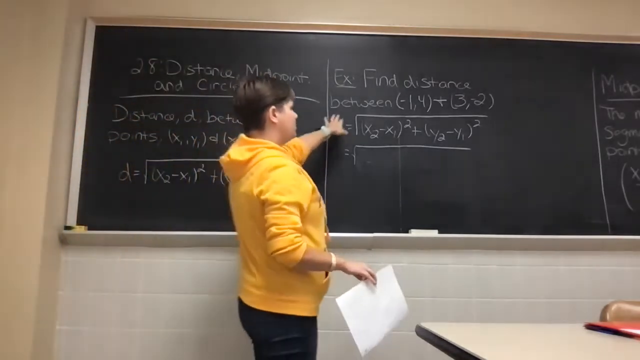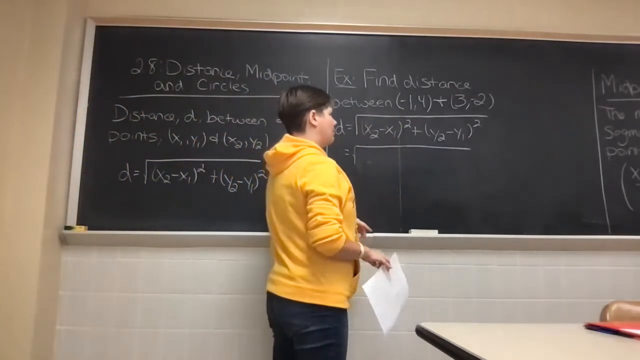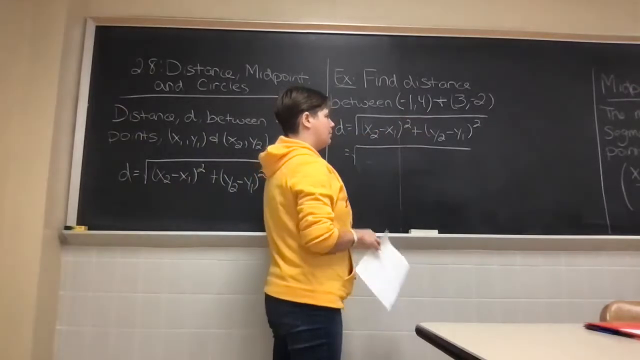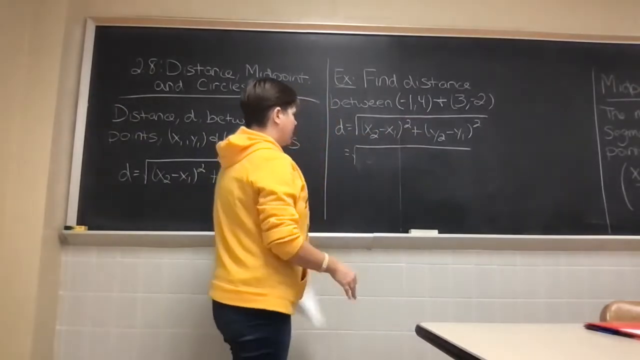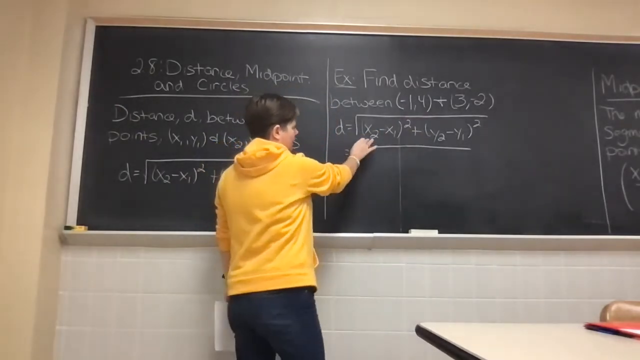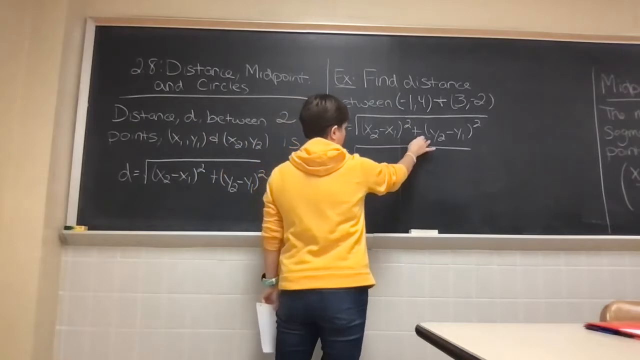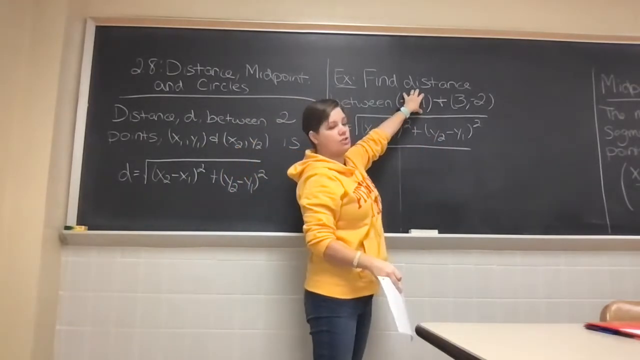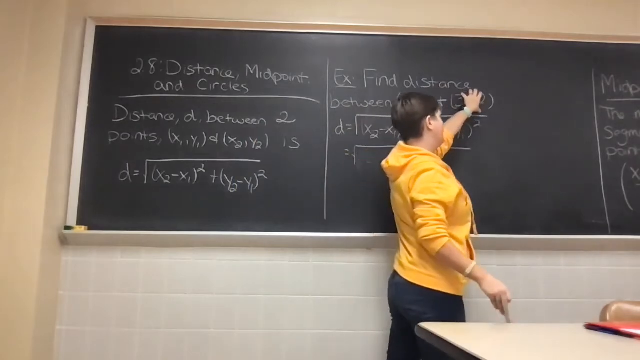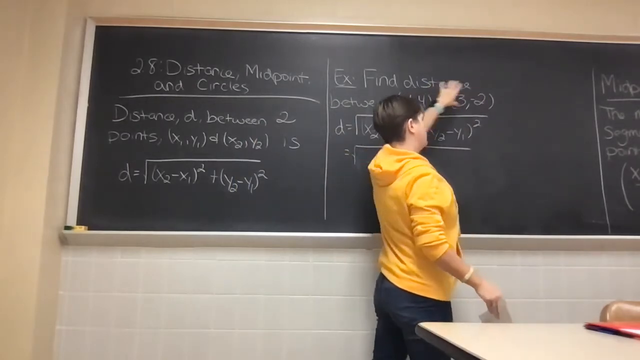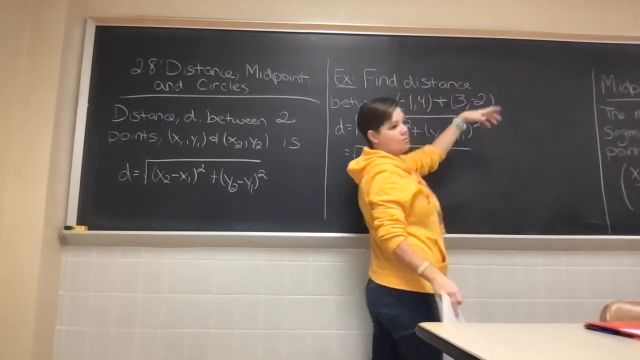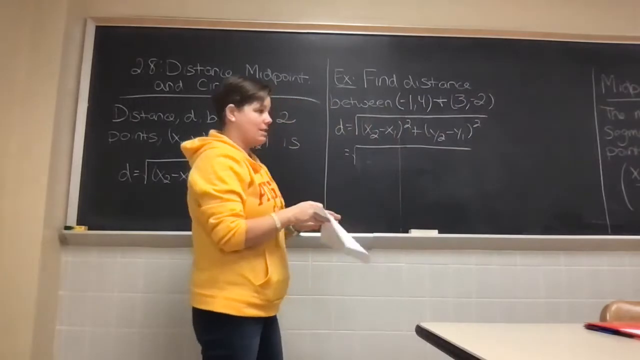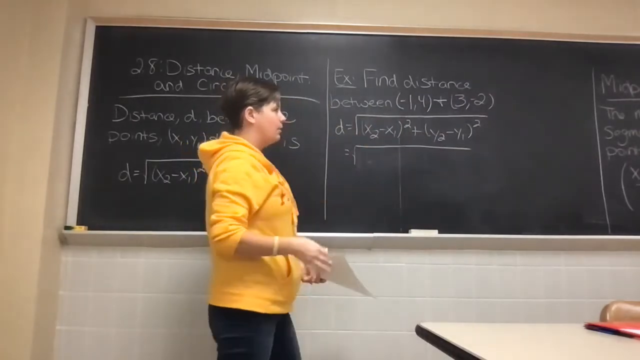So let's find the distance between the points -1, 4 and the other point of 3, -2. So again, I wrote out my distance equation, which is x2 minus x1 and y2 minus y1. Again, it does not matter if I designate this as x2, y2, or x1, y1. It doesn't matter as long as I'm consistent. I usually keep them in the order that they are.